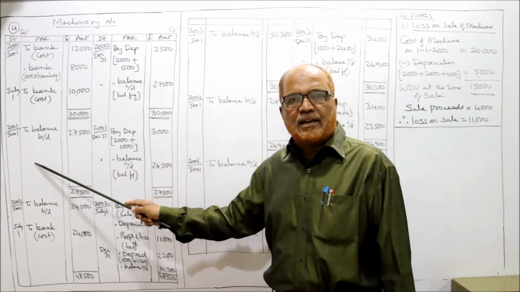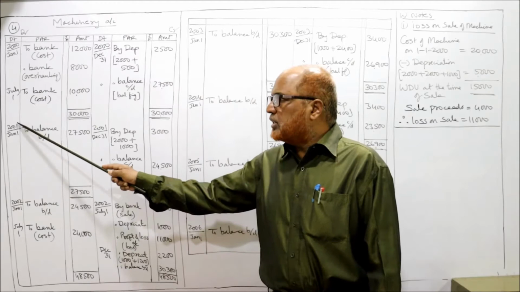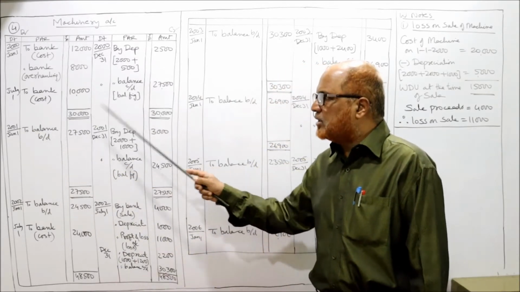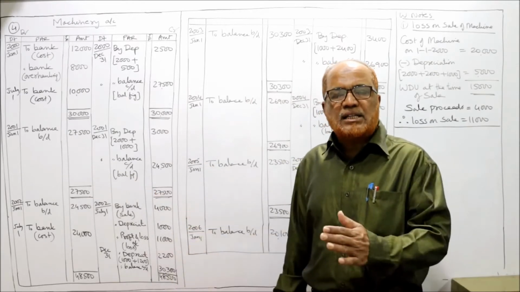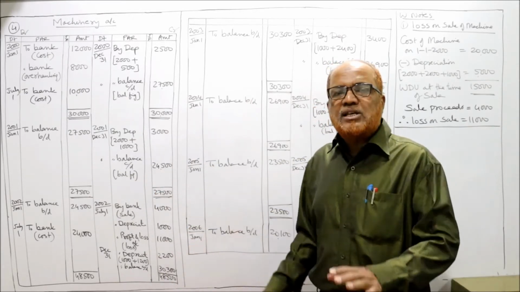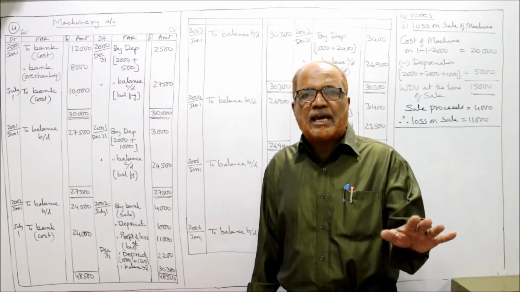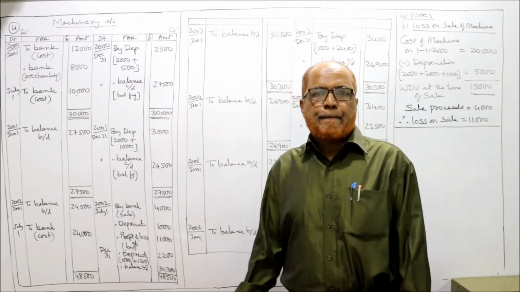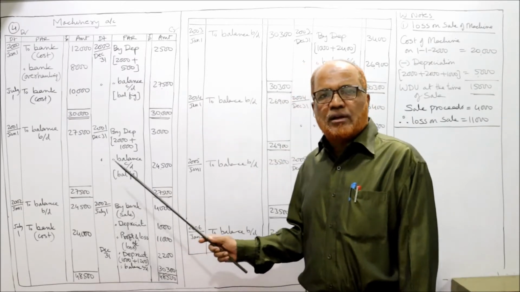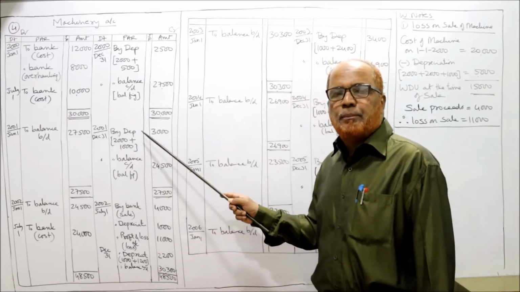Now we'll come to the second year, 2001. On 2001 January 1st, to balance brought down 27,500. This is carried down, this is brought down. Now we are starting the second year, credit side, by depreciation. There is no purchase, no sale in the year 2001. No new machine purchased, no machine sold. So we'll close the year, 31st December 2001, by depreciation.